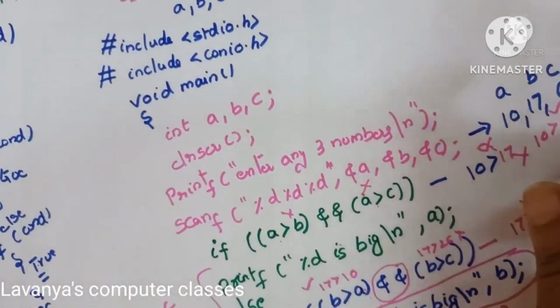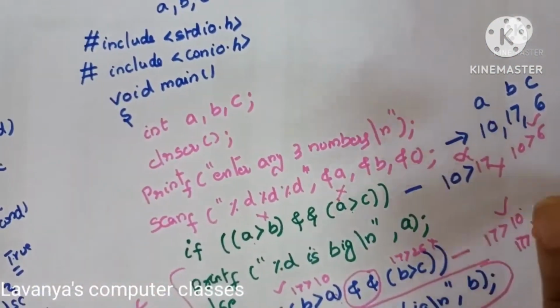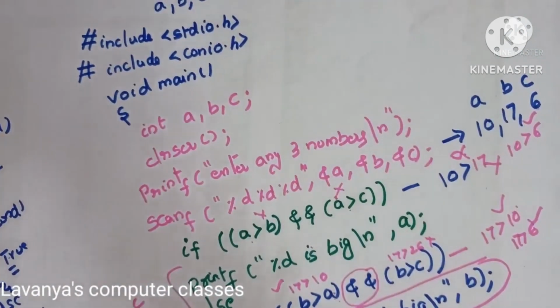This is the program for biggest of 3 numbers. So these are the examples of conditional statements.